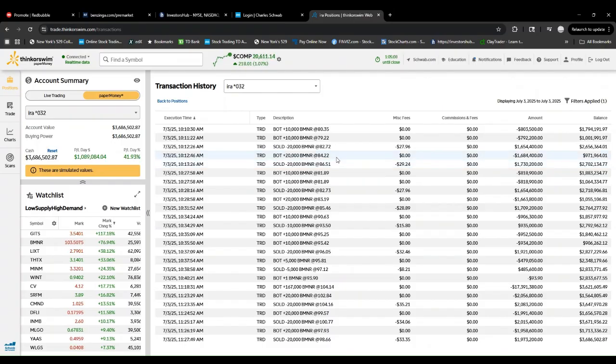I bought another 20,000 at 84.22 and sold the 20,000 at 86.51. So that is about a $2.29 difference. We're talking about 40,000 plus because it's 20,000 shares. For example, this one I got into at 10:12:46 and got out at 10:13, so less than a minute.